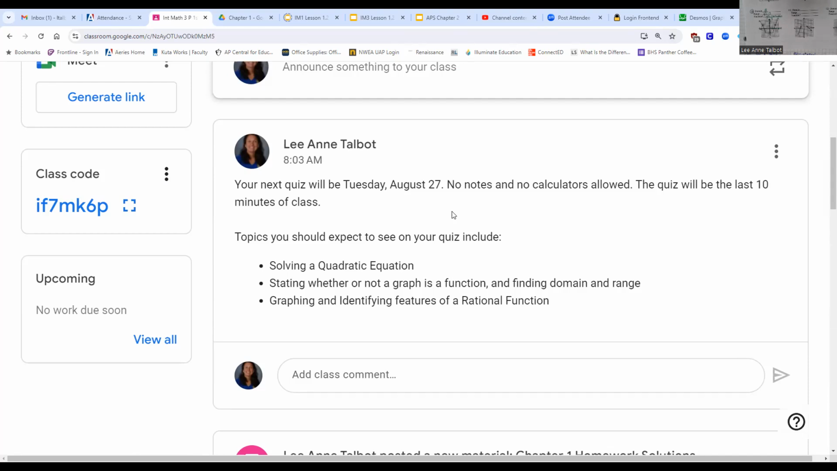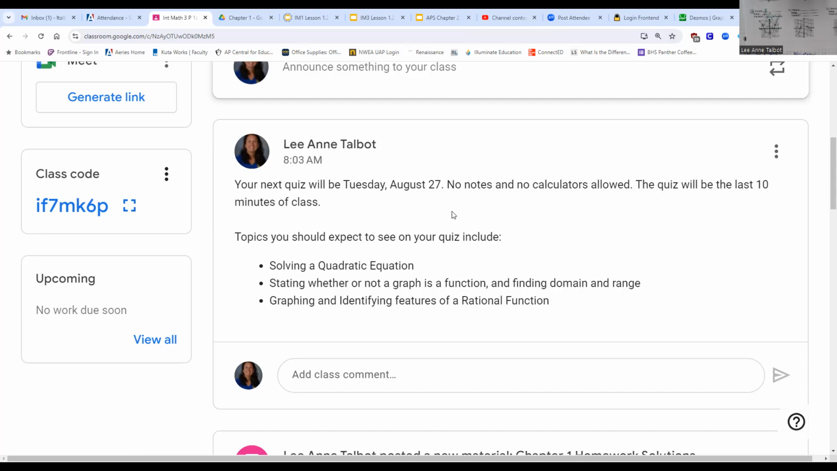Okay. Stating whether or not a graph is a function and finding domain and range. That's exactly what we just did in the warm-ups. It's going to look just like that. There's going to be a graph. You're going to say domain, you're going to say your range, and say whether or not it's a function. The continuous business is not on there. It's just domain, range, and yes or no if it's a function.